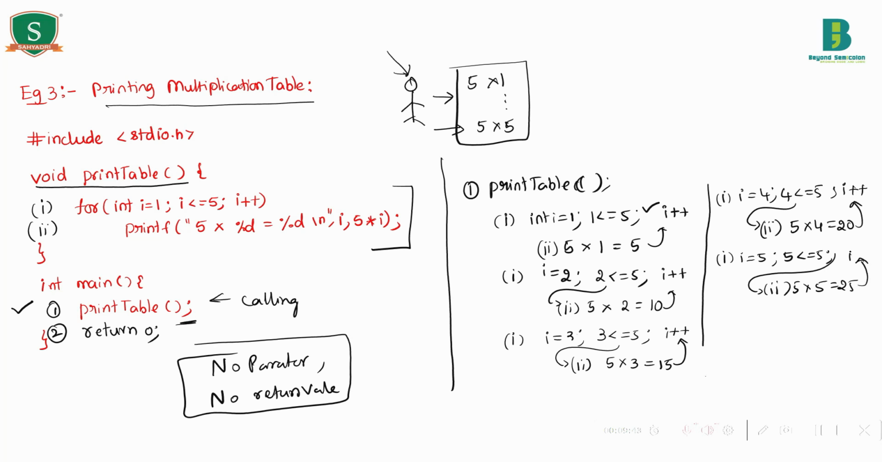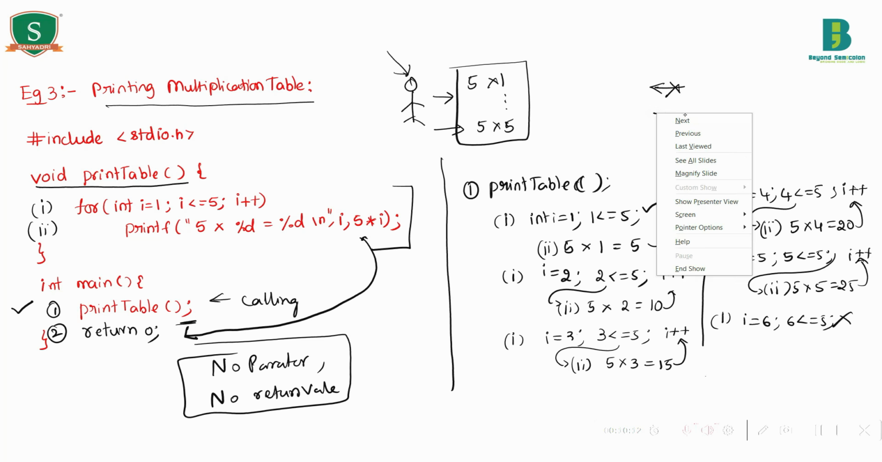It updates the value, I plus plus, I value is updated to 6, 6 less than or equal to 5 is the condition which fails. After this condition fails, it comes back to the return 0 and it returns the value 0. So in type 1 function, just like our human example which I mentioned, it does not take any input and it does not return any output.